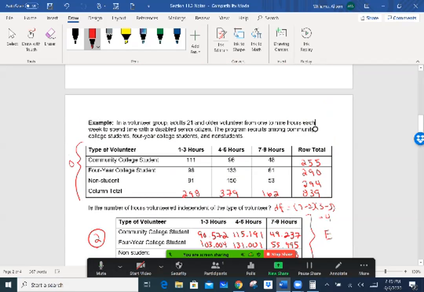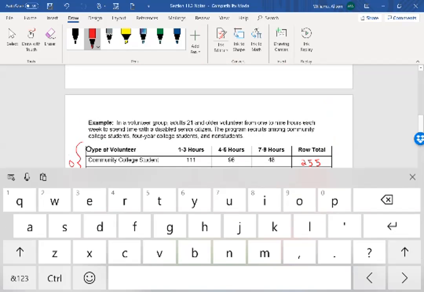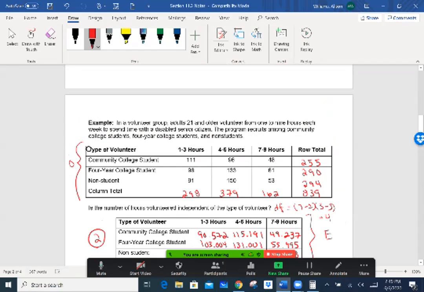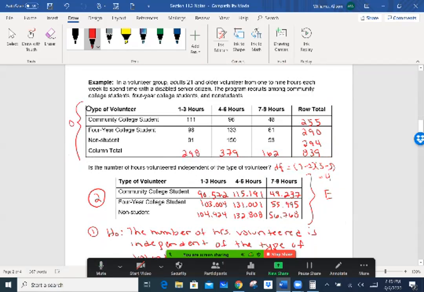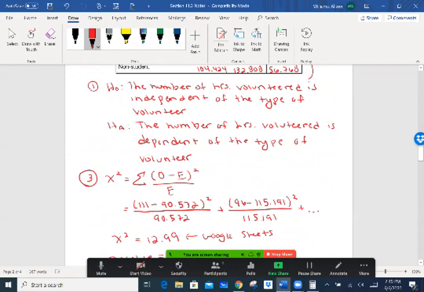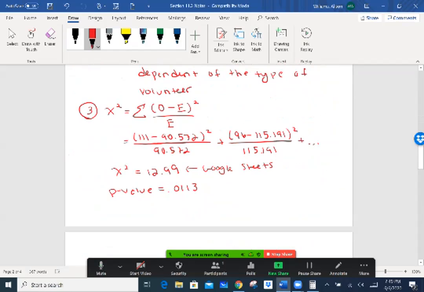Did they tell me what alpha is? No, they did not. Oops. Which means that I'll go ahead and just assume that alpha is 0.05. But I think it was supposed to have that there. That is silly that it did not get included. I'll make sure to include it in the sheet I give you guys, so it will be there. So alpha is 0.05, which means that we would reject the null.